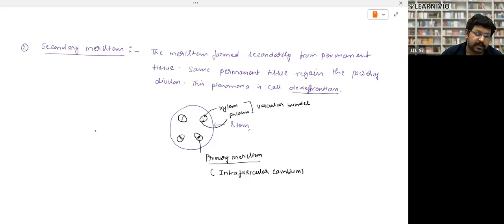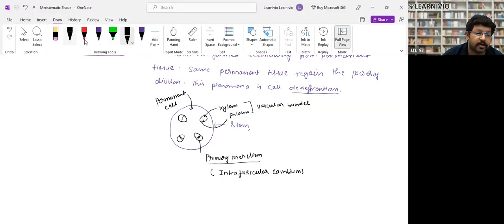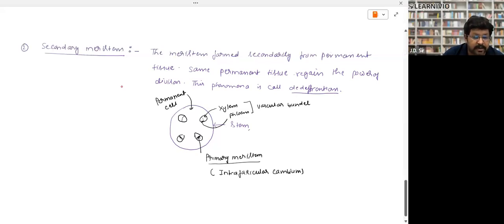But the cells which are present here, this white color, are the ground tissue, meaning they are permanent cells. Permanent cells cannot divide. What happens at the time of maturity, when the plant has to increase its girth? There are some cells.